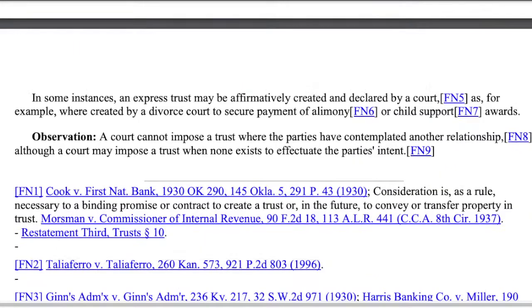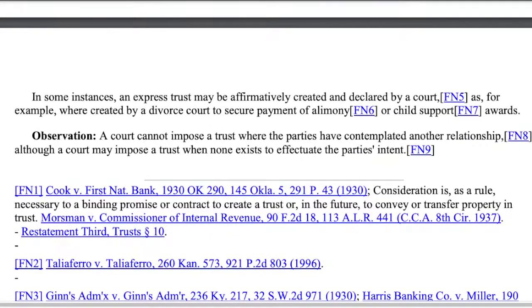That's footnote 2. And that's Taliaferro versus Taliaferro. So it looks like a divorce. 1996, Kansas. So we could always look at that one at some other point in time. But I just want to get through this part here. Let's continue.